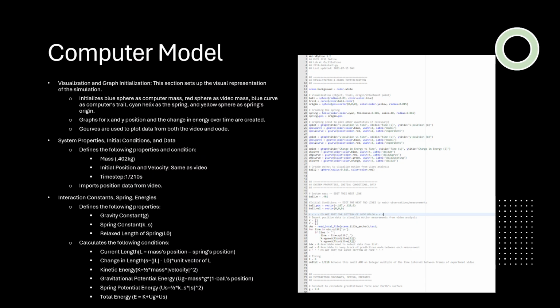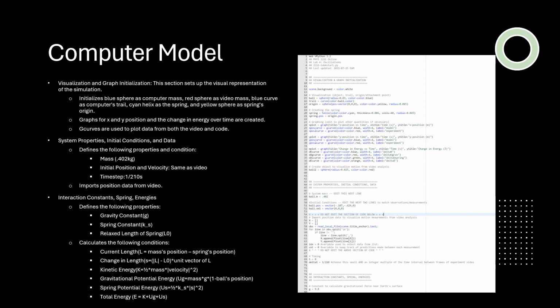For the computer model, I divided it into 4 different sections. The first one is visualization and graph initialization, where it sets up the visual representation of the simulation. It initializes the blue sphere as the computer mass, red sphere as the video mass, blue curve as the computer's trail, cyan helix as the spring, and yellow sphere as the spring's origin. Then it creates graphs for the x and y position and the change in energy over time. Then it uses G-curves to plot the data from both the video and the code.